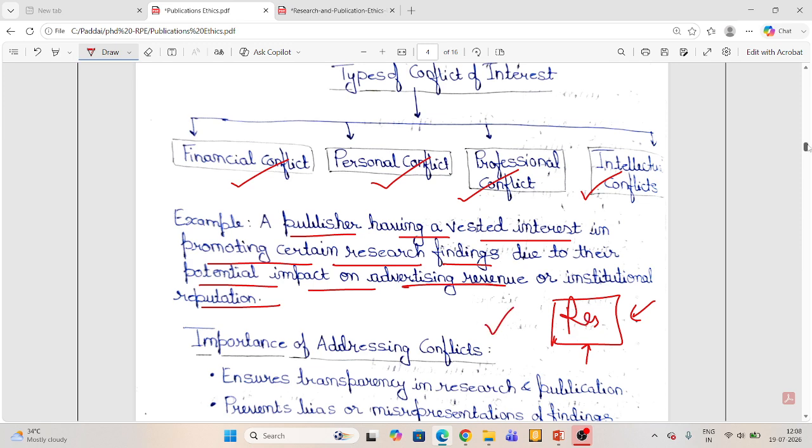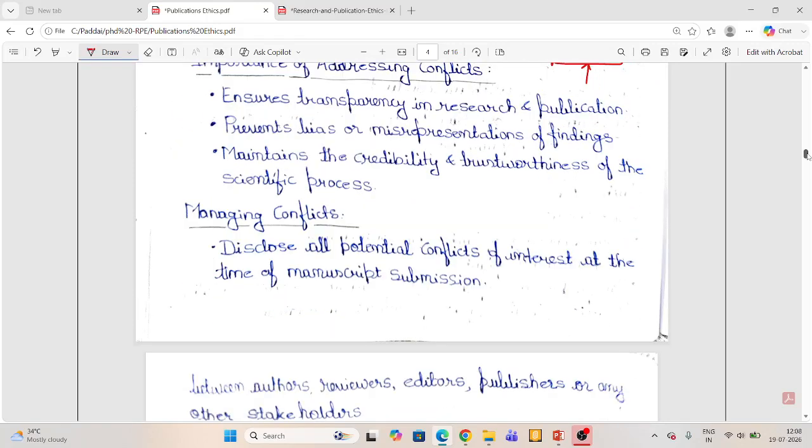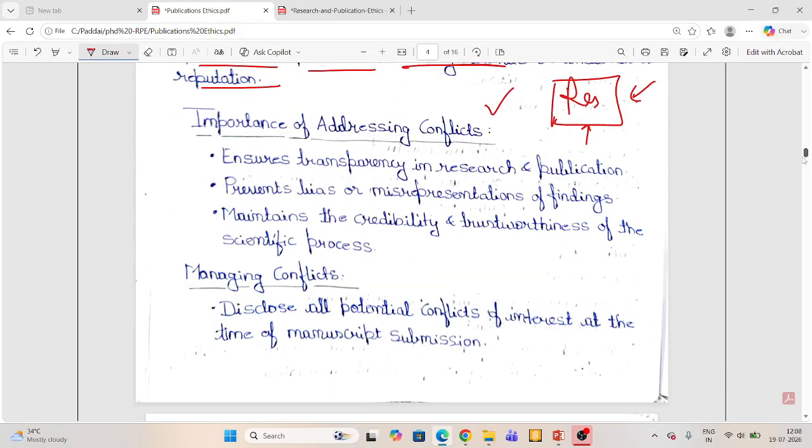Now, what is the importance of addressing the conflict? It ensures transparency in research and publication, prevents bias and misinterpretation of findings, and maintains the credibility and trustworthiness of the scientific process. ठीक है, if you look, this concept is very much connected, everything is related. See, जो उसका objective है वही उसका importance है. So when you have an objective कि इसकी transparency maintain करनी चाहिए, then that is an importance also.